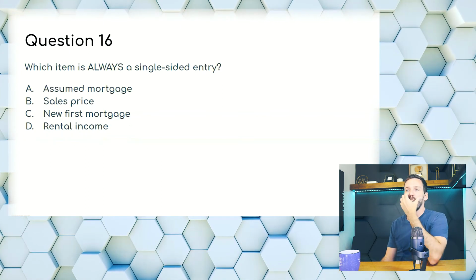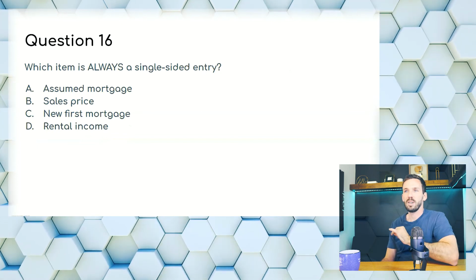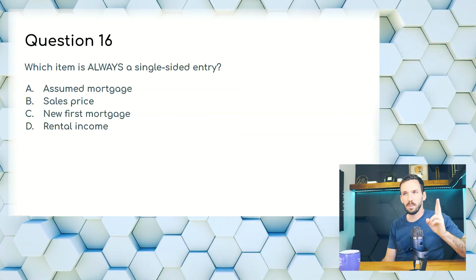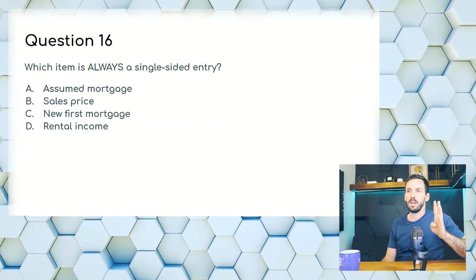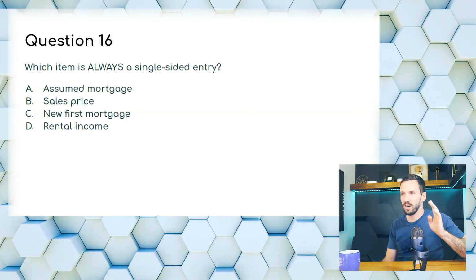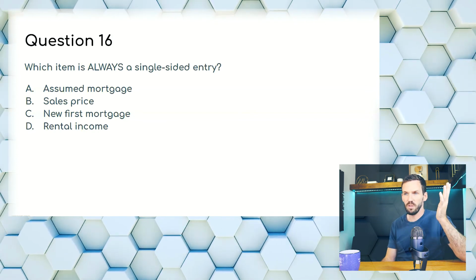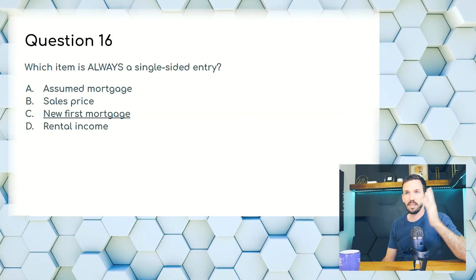Question 16. Which item is always a single-sided entry? Assumed mortgage, sales price, new first mortgage, rental income. I don't get this question at all here, but the answer is C, new first mortgage. Sorry, guys.